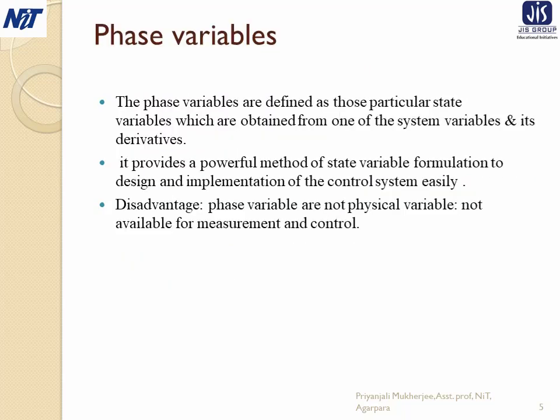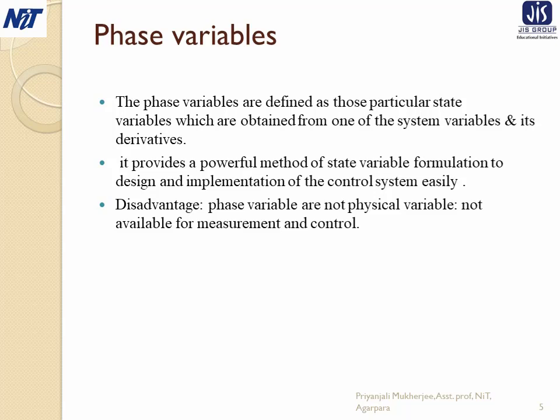So what is a phase variable? The phase variables are defined as the particular state variables which can be obtained from one of the system variables and its time derivatives. Usually the system variable used is the system output, and the remaining variables are the derivatives of the output. Now first we will find out the state space representation from the transfer function.